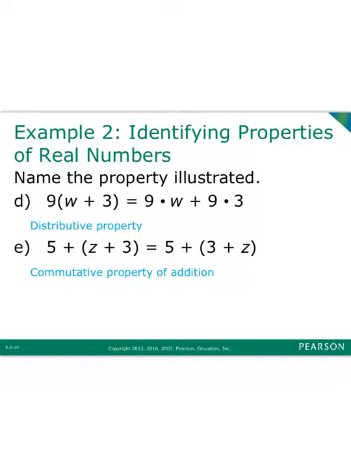Part E, 5 plus parentheses z plus 3 is equal to 5 plus parentheses 3 plus z. It's the commutative property of addition. There was a trick. Notice that the only thing that I rearranged was inside the parentheses. So it is commutative.